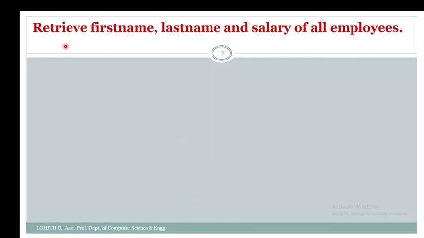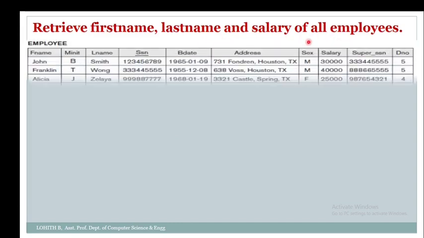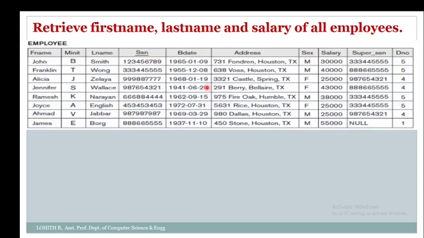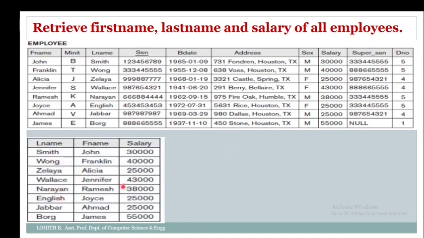One more query. Retrieve the first name, last name, and salary of all the employees. Look at this, this is my table. I want only the first name, the last name, and the salary column. That's it. I want to discard all the rest of the columns. So yes, the resultant output should consist of only the last name, first name, and the salary.